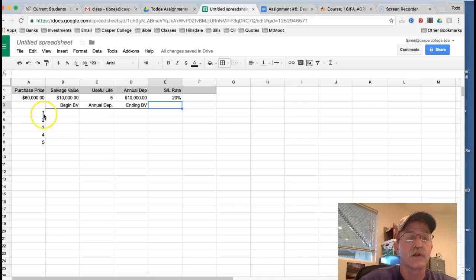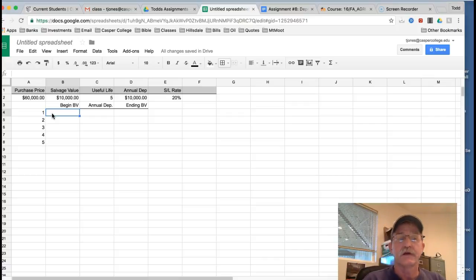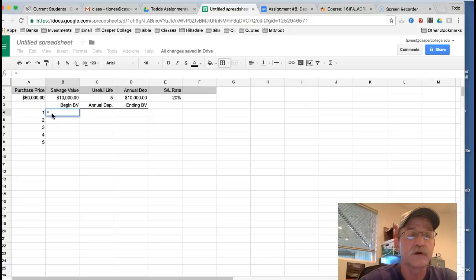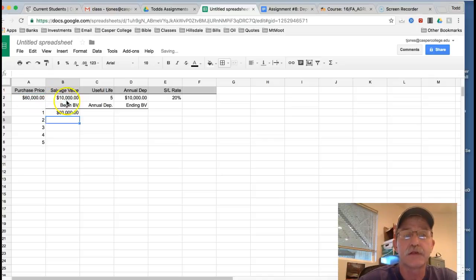All right, so let's build a table. This asset is going to last us a useful life estimated of 5 years. So the beginning book value is the value of the asset minus all the accumulated depreciation. Okay, so here we go. Let's figure out the beginning book value. That's pretty easy because the beginning book value would be the cost or the purchase price. Again, let's go up there and we'll cell reference the 60,000 and put it in that cell.